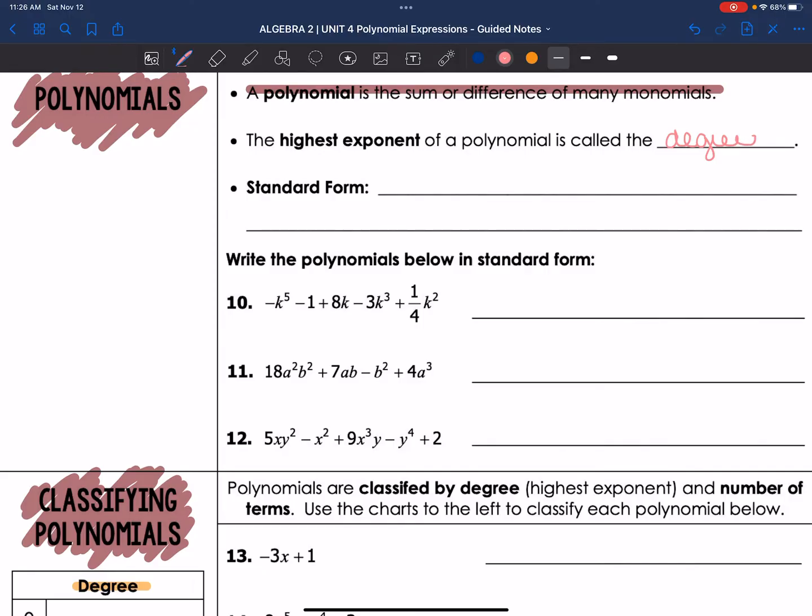Now, standard form is how we will always write our answers. So we will always write with exponents in descending order, which means largest to smallest.